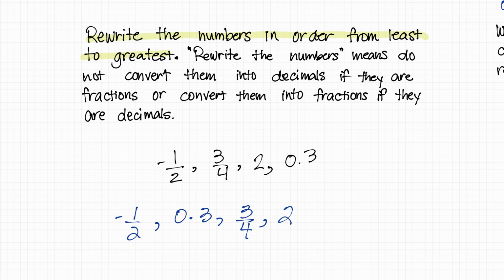Next, the type of problem that you're going to have is rewrite the numbers in order from least to greatest. Rewrite the numbers means do not convert them into decimals if they are fractions, or convert them into fractions if they're decimals. Just write them the way you see them.